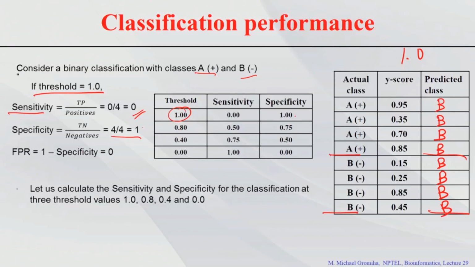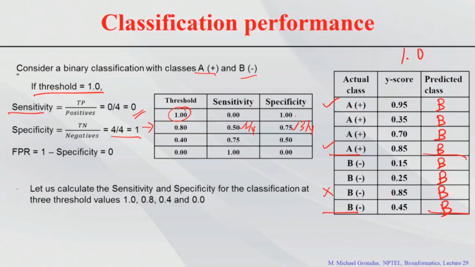For example, the threshold is 0.8. What is the sensitivity? How many true positives if it is 0.8? If it is 0.8, this is correct and this is also correct, so 2 by 4, this is 0.5. In this case, this is wrong, so 3 by 4, this is equal to 0.75. Likewise, if we take a threshold of 0.4, sensitivity is 0.75 and specificity is 0.5. At the other extreme, it is just the other way around from threshold 1, so this is equal to 1 and this is equal to 0.